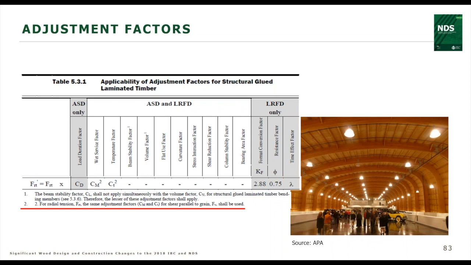This clarification was added because in table 2.3.3, where we talk about temperature factor, and in section 5.3.3, where we talk about the moisture factor, they don't specifically reference this F sub RT. So this footnote picks up that you do apply those two adjustment factors to this value, even though it's not specifically mentioned in the main body of the text there.